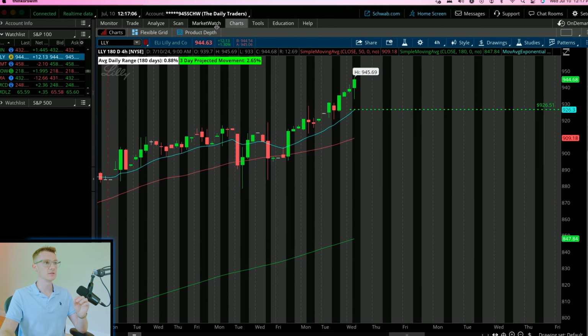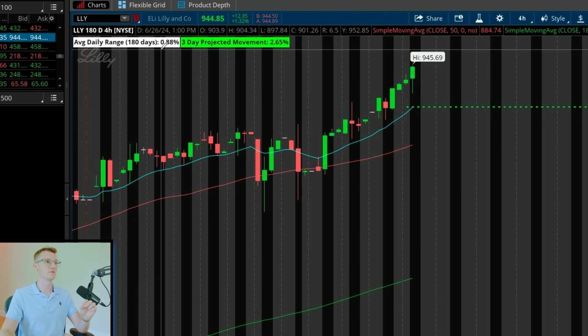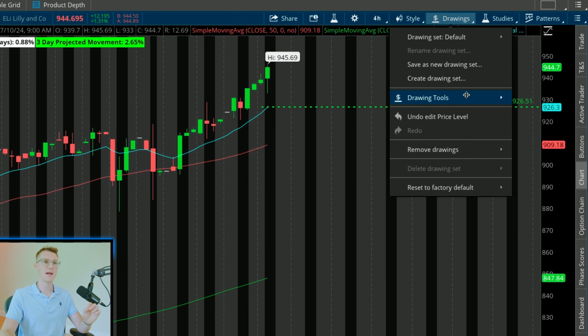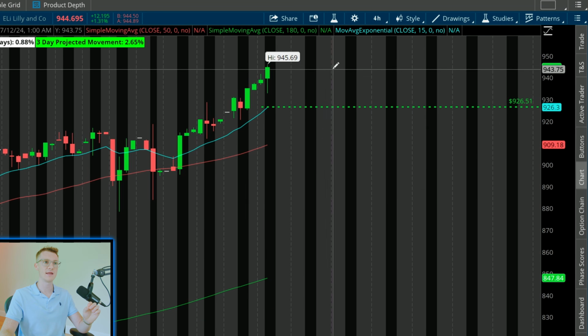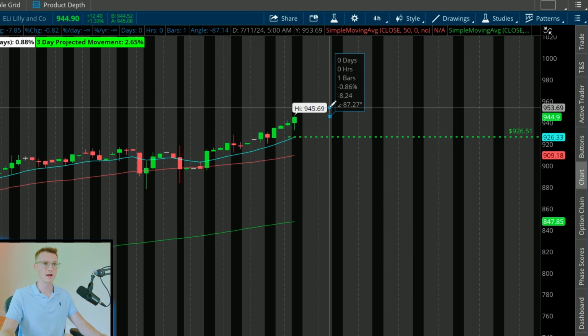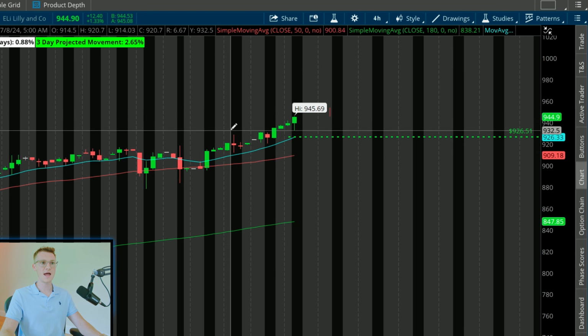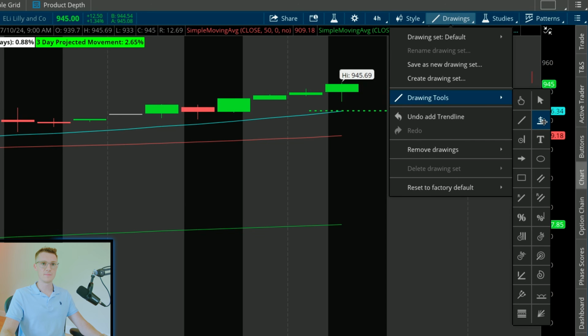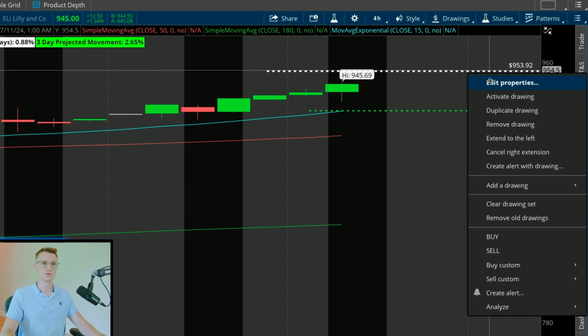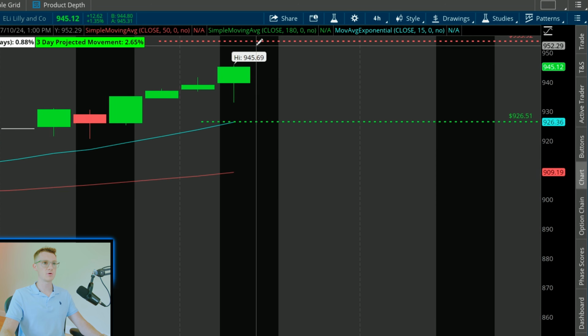And next we have to decide, where are we wrong? When are we actually getting out of this trade? And what we're gonna do is we're gonna look at the average daily range over the last 180 days, which is 0.88%. We're gonna go back, we're gonna draw our trend line. So what we're gonna do is we're gonna click at that all-time high. We're gonna drag up until we are at 0.88, right around there, roughly. Okay, we can drop that, and then we can drop a level here and set that to red. And now we can see here is our stop loss.